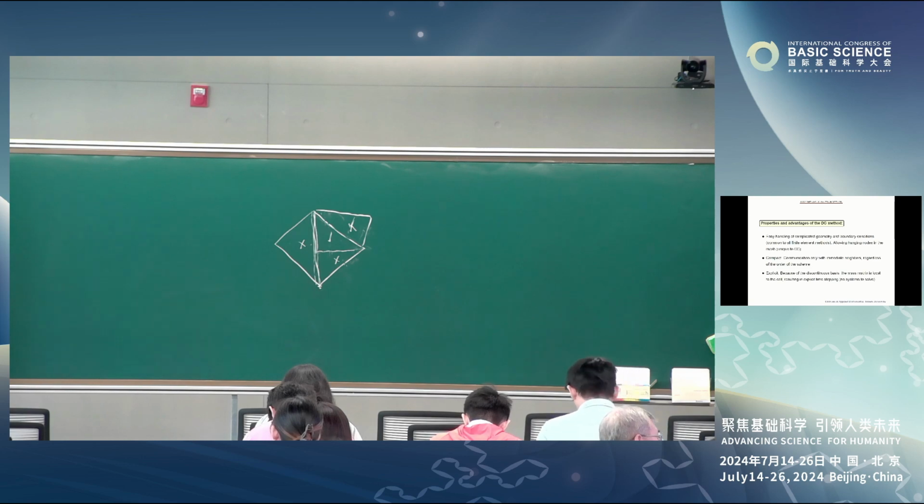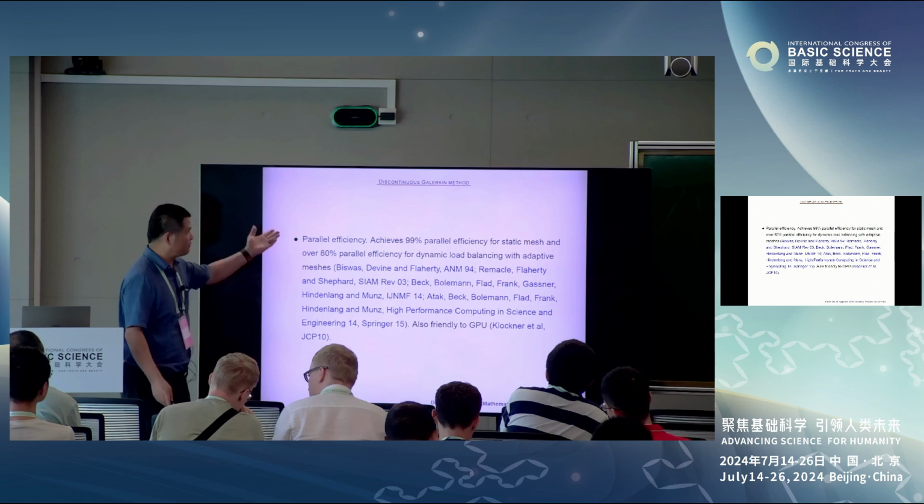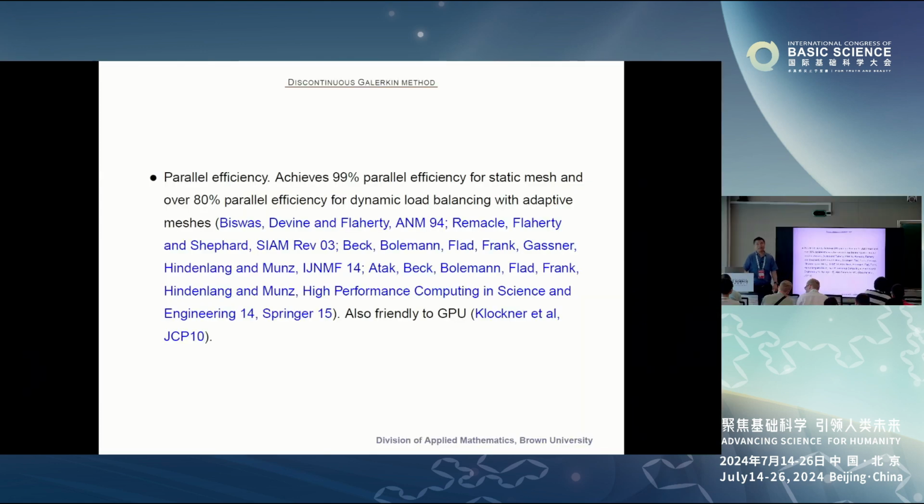It's an explicit method, I use Runge-Kutta. And hence, because of this, it's very friendly to parallel machines. So parallel efficiency is very high for DG methods.